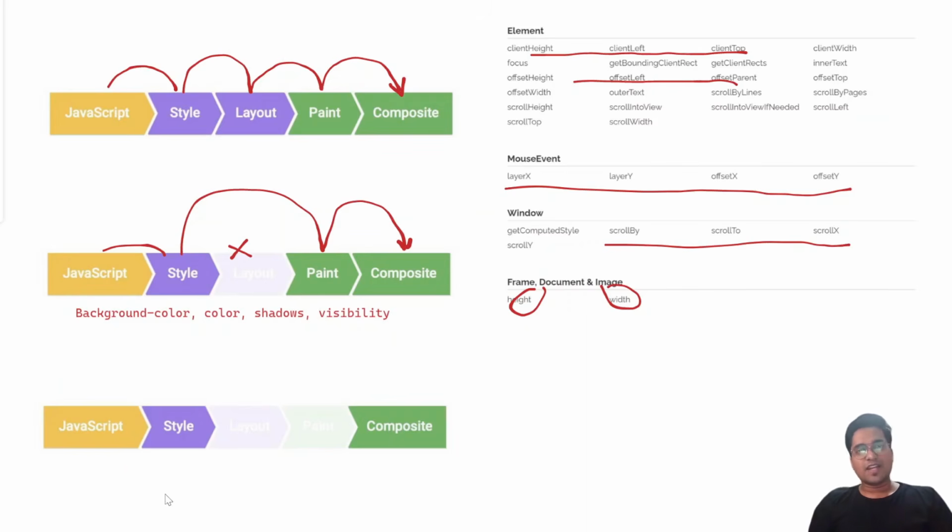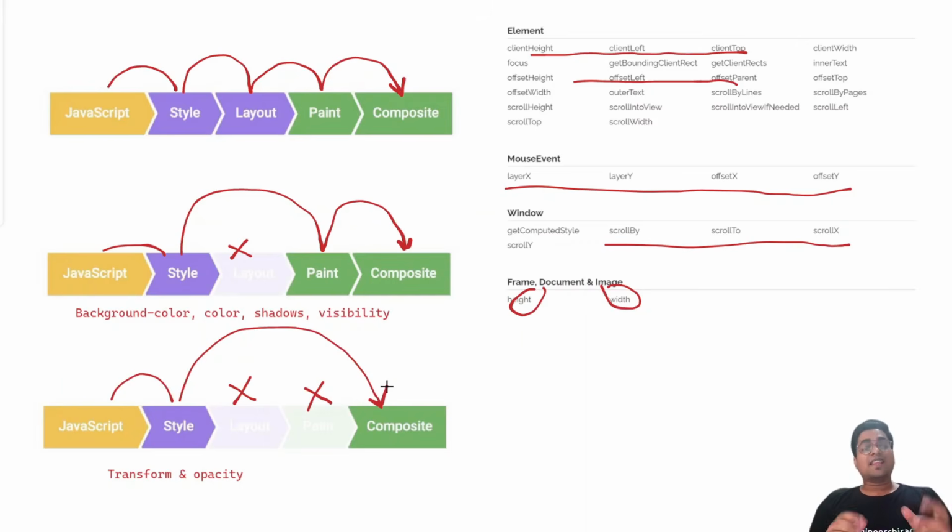How can you do that? There are two properties which help to do that. One is transform, and the second is playing with the opacity. These are the two things which are even going to remove two different important phases, your layout and your paint. You can directly jump into the compositing over here. And this is way good.